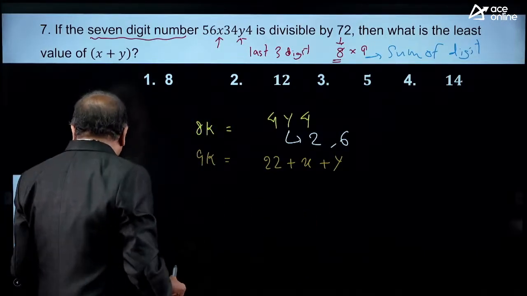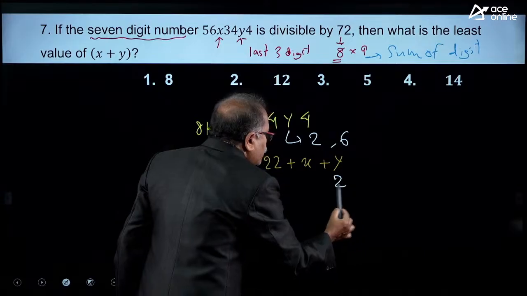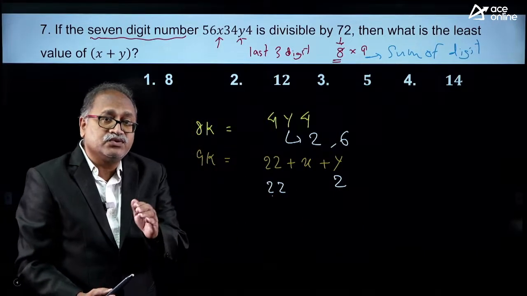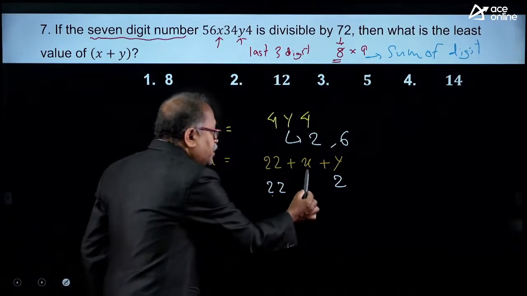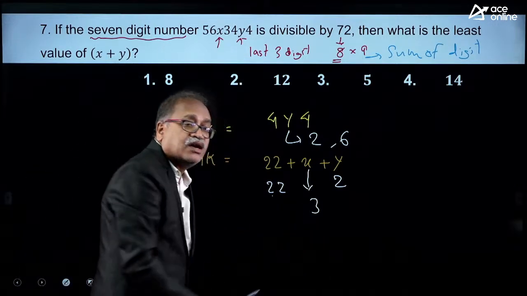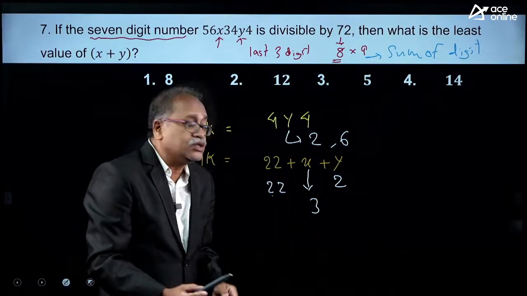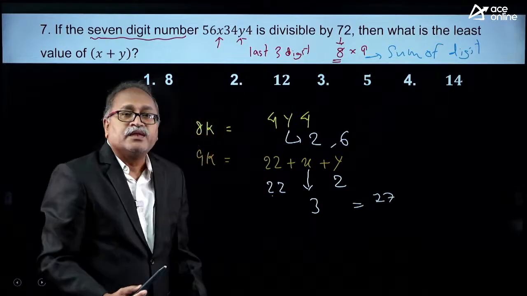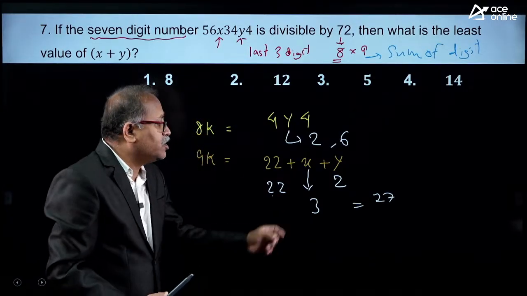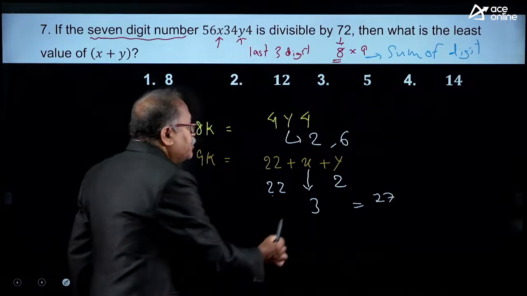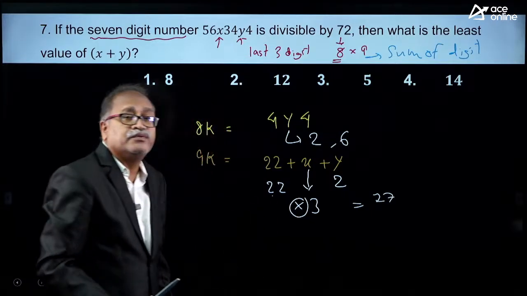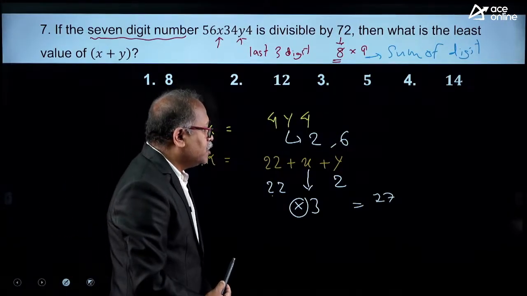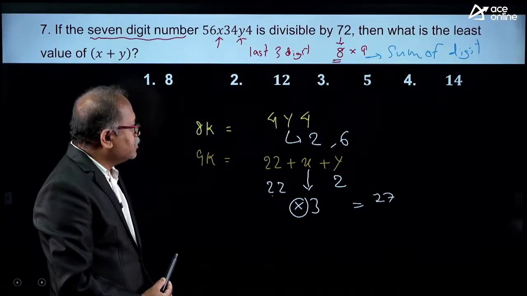So if I take the 2 over here, and the 22 is already there, so 22 plus 2 comes to 24. And if I take x as 3, 24 plus 3 is 27, and 27 is divisible by 9, therefore the whole number is divisible by 9.